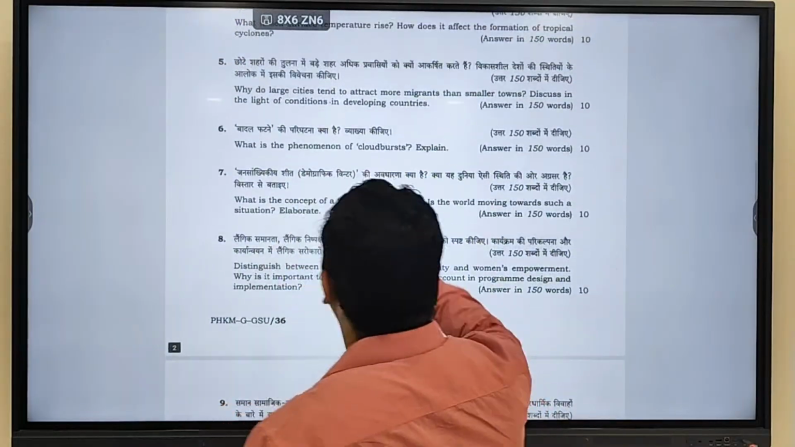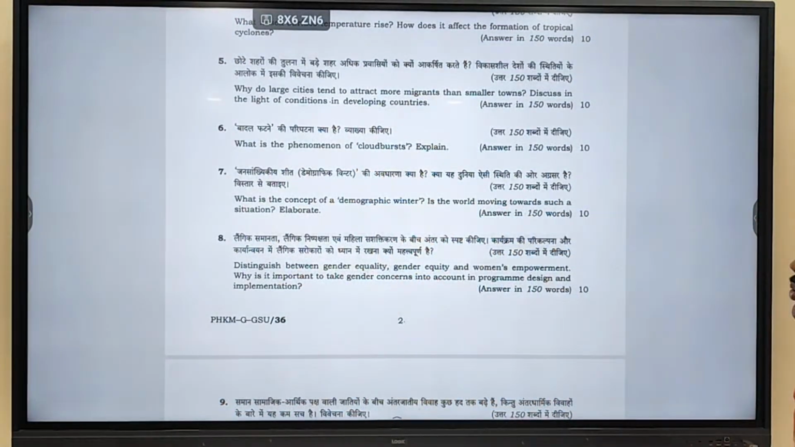Can you see this question? What is the phenomenon of cloud burst? When has this question come? Last year, 2024. We discussed the definition of cloud burst in the last class. What is the definition? When more than 100 millimeters of rainfall happens within 30 square kilometers of area, it is going to be called a cloud burst.